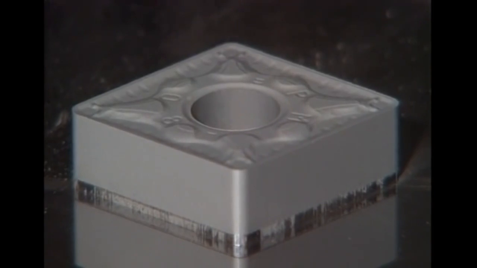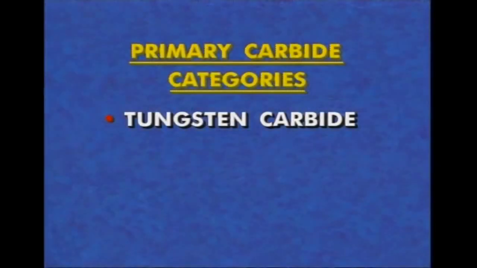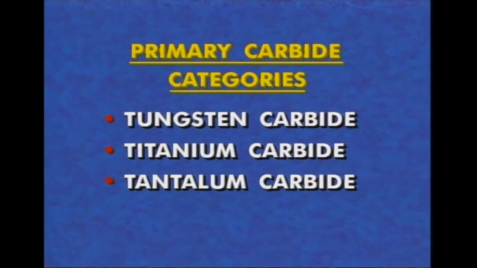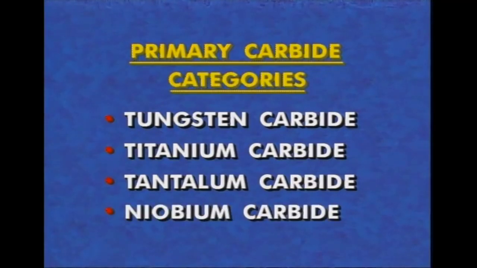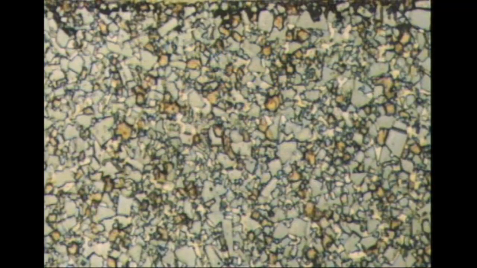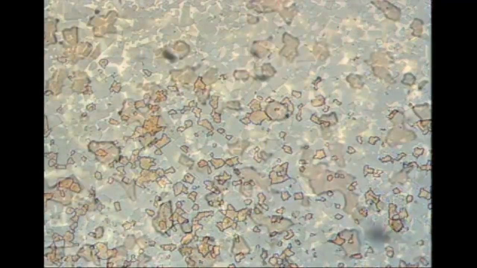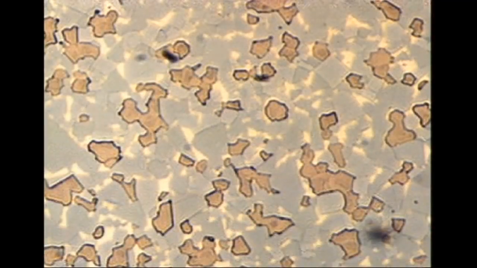Cemented carbide is a powder metal product made up of finely ground hard carbide particles cemented together by a binder. The major categories of hard carbides are tungsten carbide, titanium carbide, tantalum carbide, and niobium carbide. The hard carbide particles are from 1 to 10 microns in size and make up from 60 to 95% of the material. The binder is mostly cobalt.